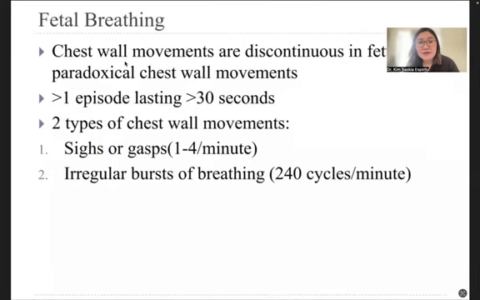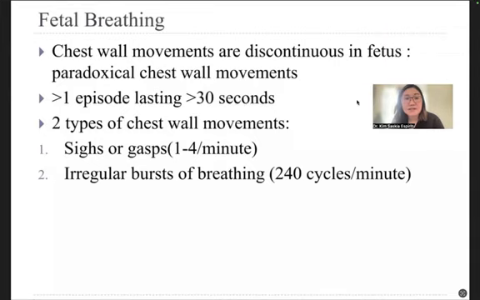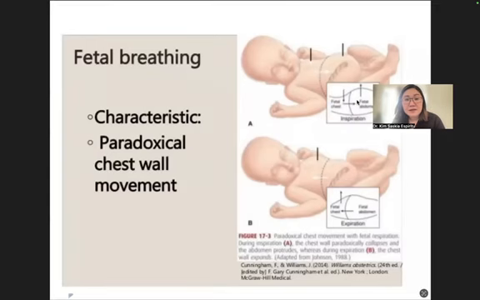For fetal breathing, the chest wall movements are discontinuous in the fetus. These are paradoxical chest movements, with more than 1 episode lasting for more than 30 seconds. There are 2 types of chest wall movements: sighs or gasps, 1 to 4 per minute, and irregular bursts of breathing at 240 cycles per minute. In a fetus, it's usually a paradoxical chest wall movement in which the chest wall collapses and the abdomen protrudes during inspiration, and during expiration, the chest expands. This is usually different from adults.